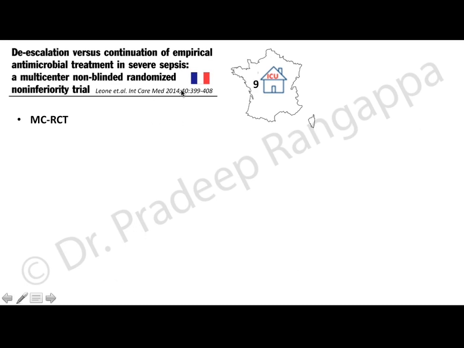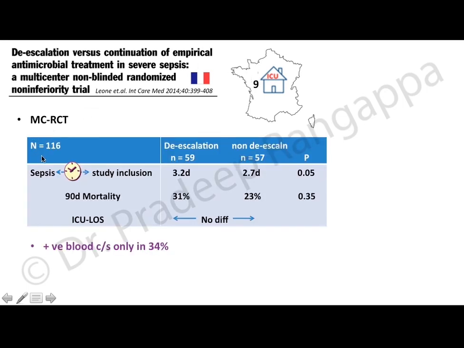So let's look into the second study, de-escalation versus continuation of empiric antimicrobial treatment in severe sepsis. This was a multi-center, non-blinded, randomized, non-inferiority trial done by a French group in 9 ICUs in France. It had 116 patients: in 59 patients de-escalation was done, and in 57 there was no de-escalation. The time between sepsis onset and study inclusion was 3.2 days in the de-escalation group and 2.7 days in the non-de-escalation group.